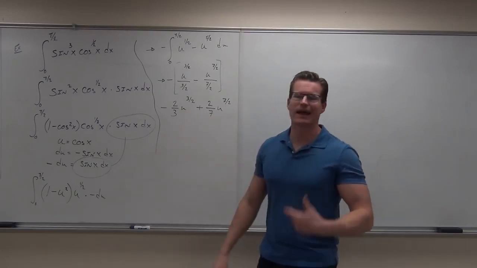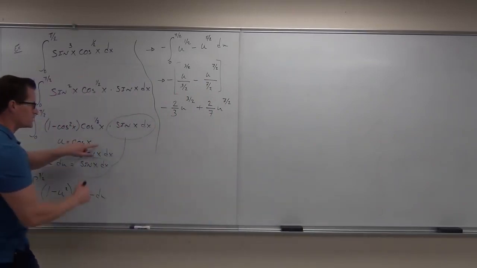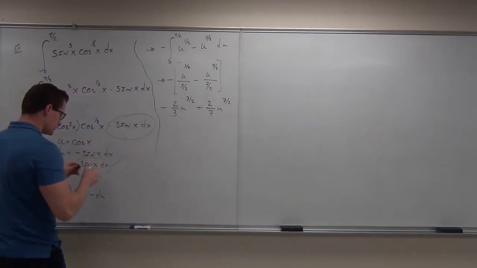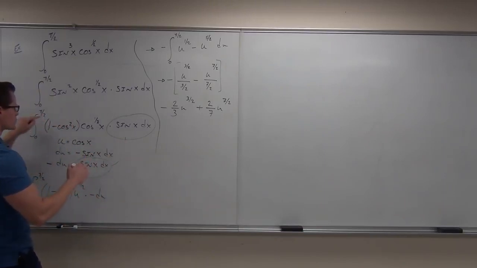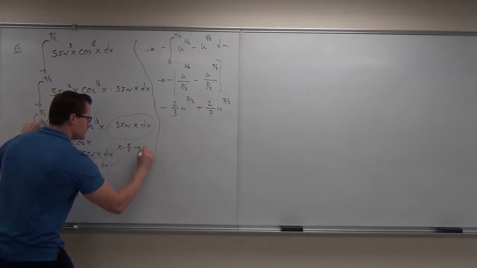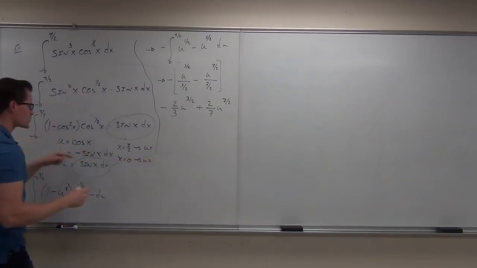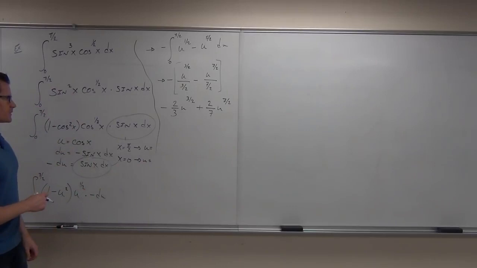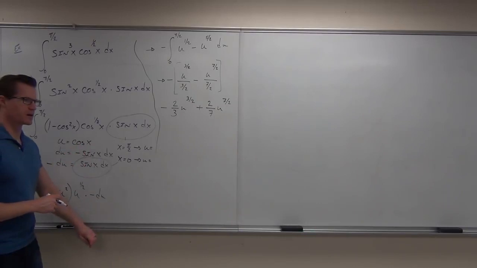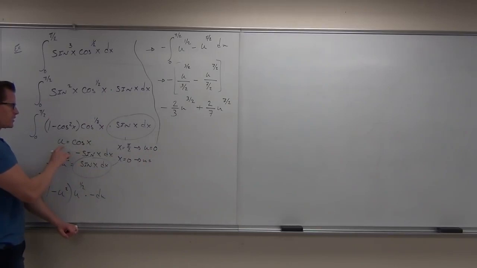Yeah. If you go ahead, I like changing bounds personally. I think it's easier, or at least it's more straightforward. So right here, what I would do is say, okay, we start with x's. If x equals pi over 2, then u equals, and if x equals 0, then u equals, and we just plug that into cosine. So if we do that, we've got cosine of, what's cosine of pi over 2? 0. And if we plug in 0, what's cosine of 0?